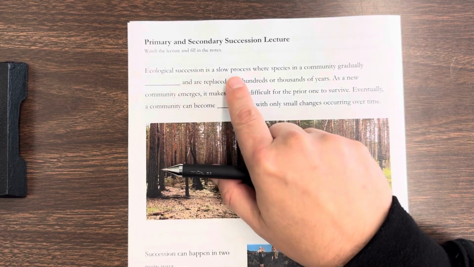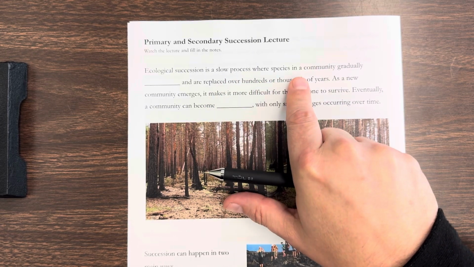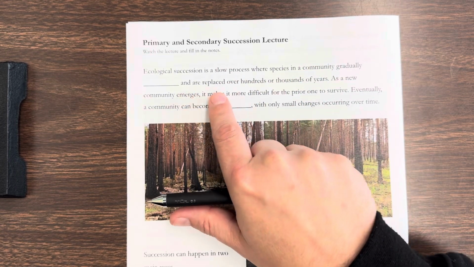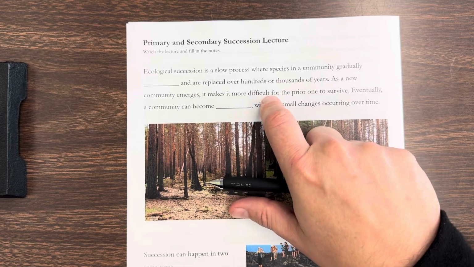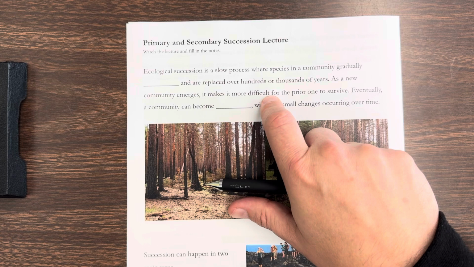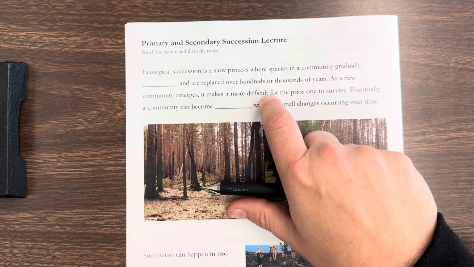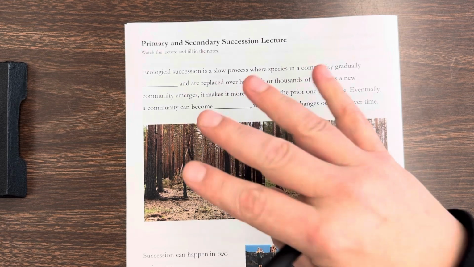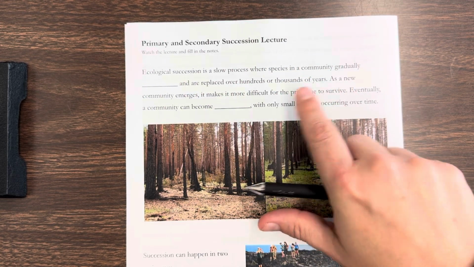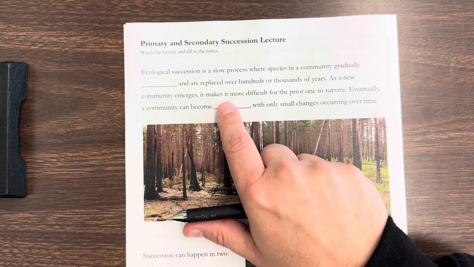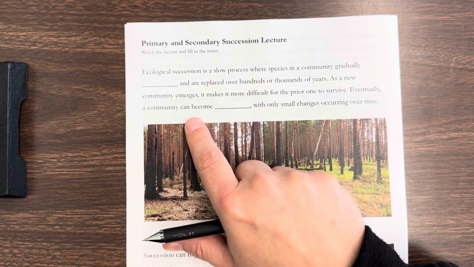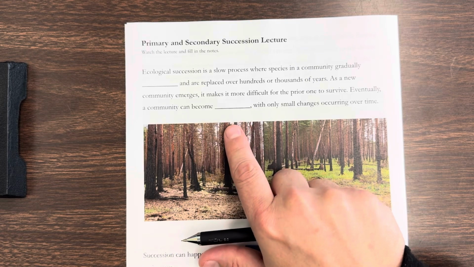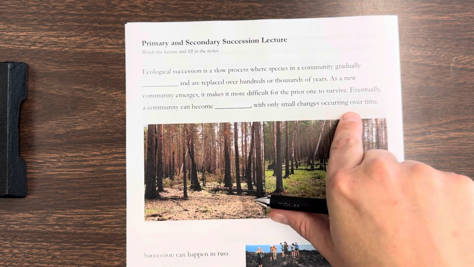Ecological succession is a slow process where species in a community gradually change and are replaced over hundreds or thousands of years. This takes time because you get what looks like a fine ecosystem, but there are going to be some changes until it reaches kind of a climax. As a new community emerges, it makes it more difficult for the prior one to survive. Eventually, a community can become stable with only small changes occurring over time.